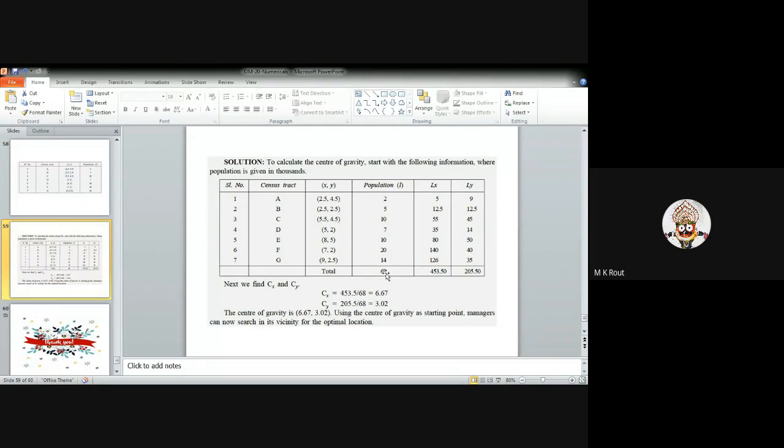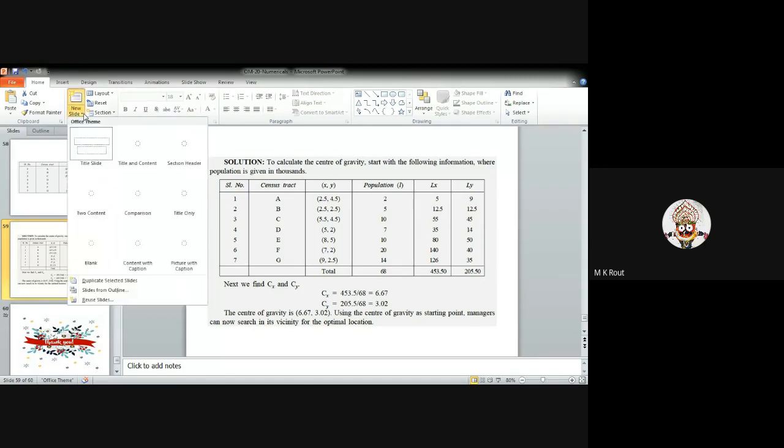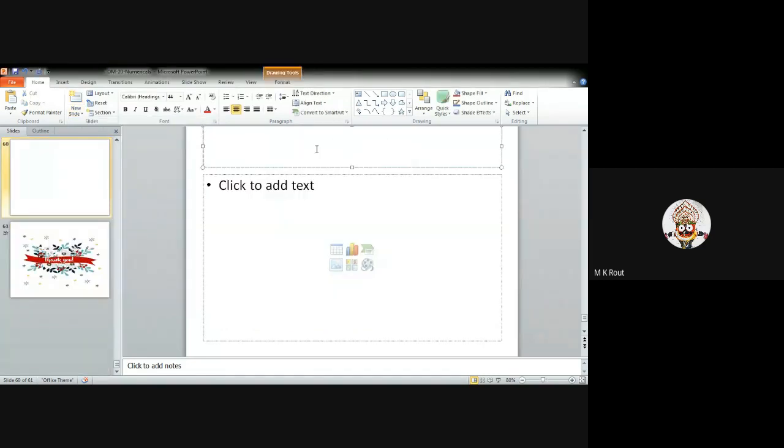Is it clear to all? Yes, sir. Next we will learn the most important thing, which is known as line of balance. Just note down. Make underlines.